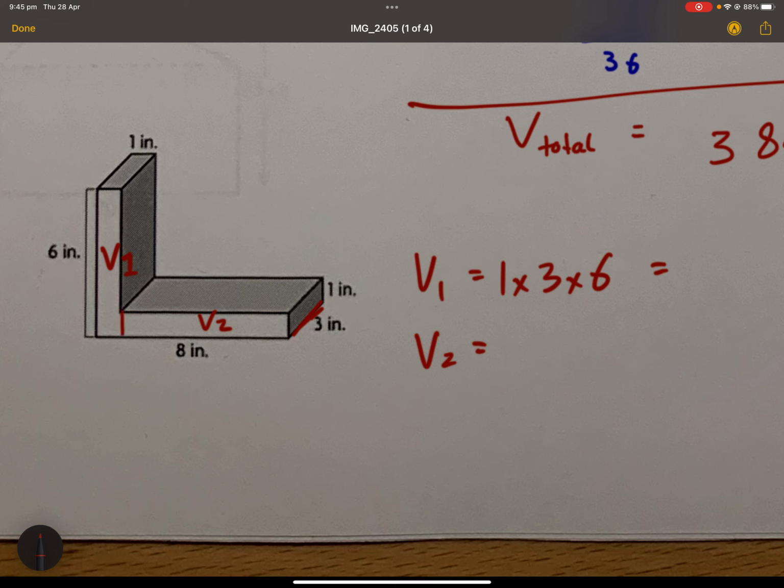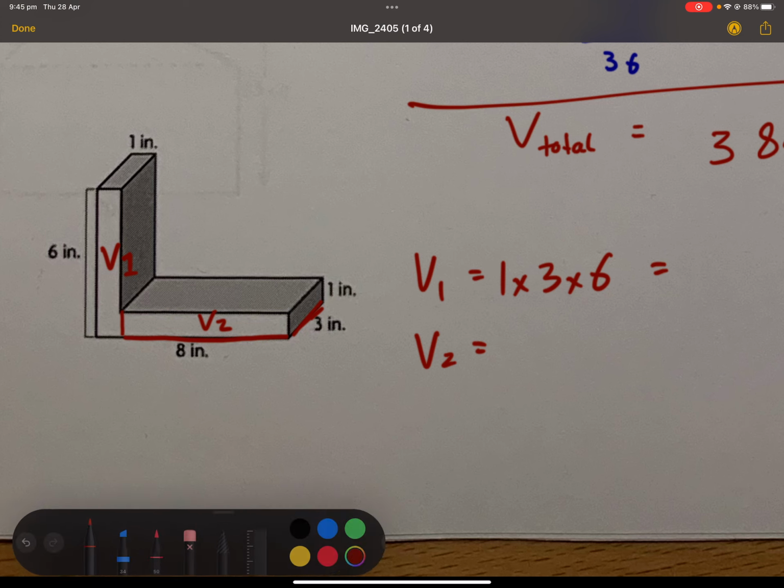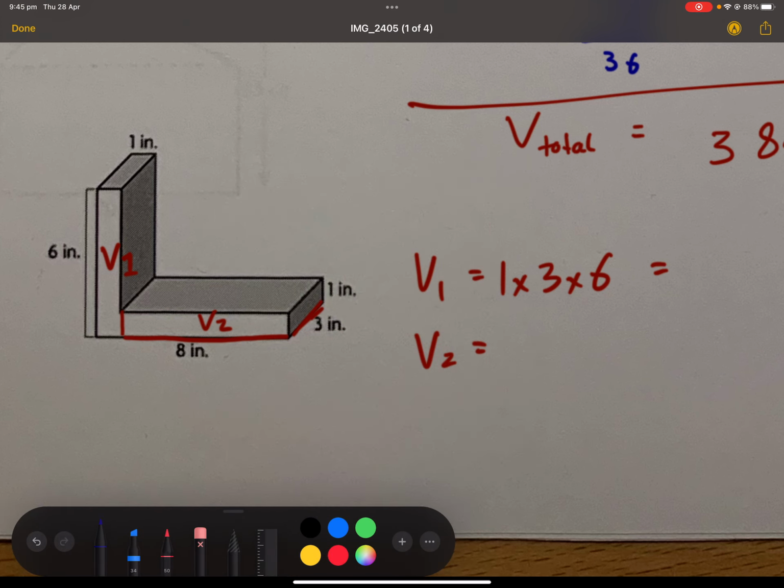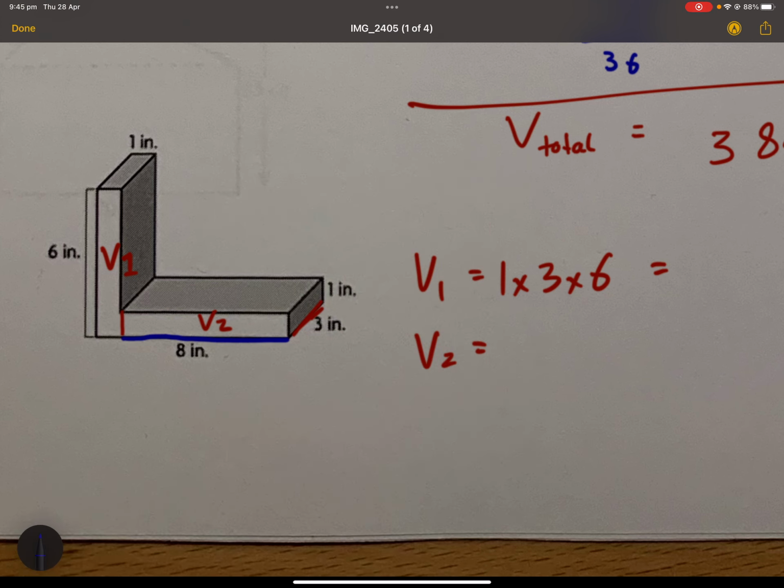V2 is going to be, we need this, I'm going to color it in blue again. I need this distance here. This is the length. Okay, so we know that from here to here all the way is 8, but from here to here is 1. So that means that this distance here, from here to here, is going to be 8 minus 1, which is 7. So the length is going to be 7. So that blue distance is 7.